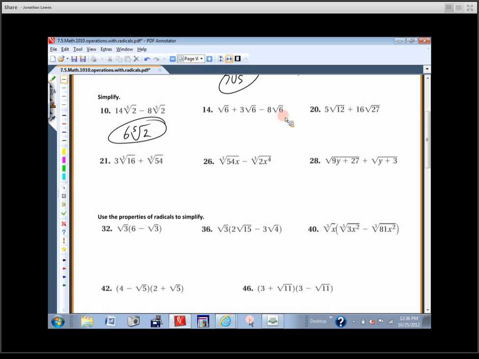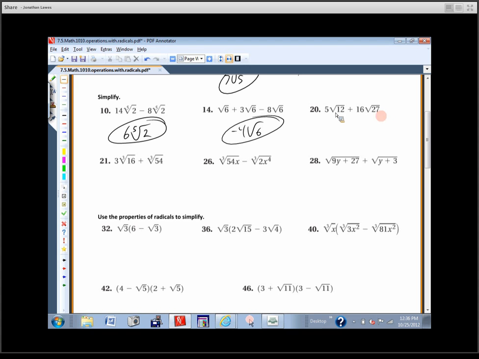6 and 6 for the radicand. Square root, square root, square root, they're all the same. So I have 1 of them plus 3 of them. That's 4 of them minus 8 of them. Negative 4 square root 6. Now take a look at the next one because this is where it starts to get interesting.